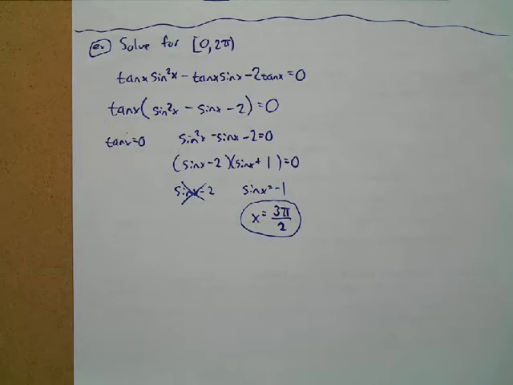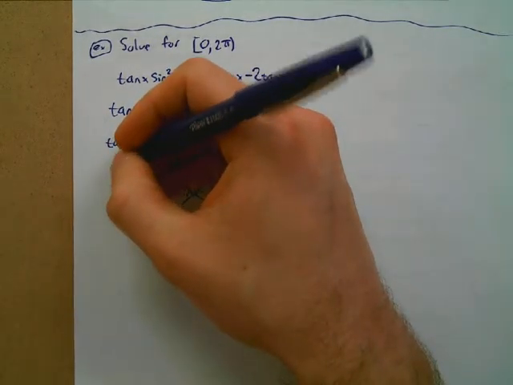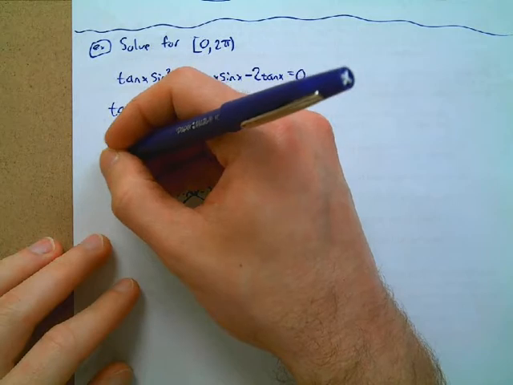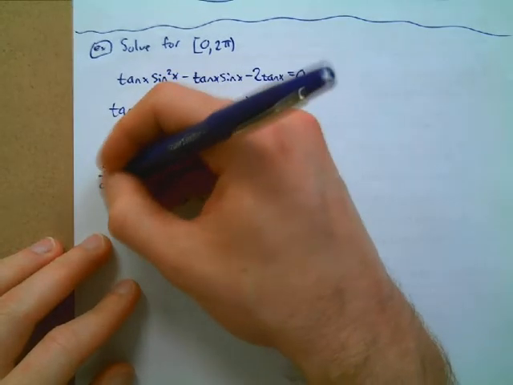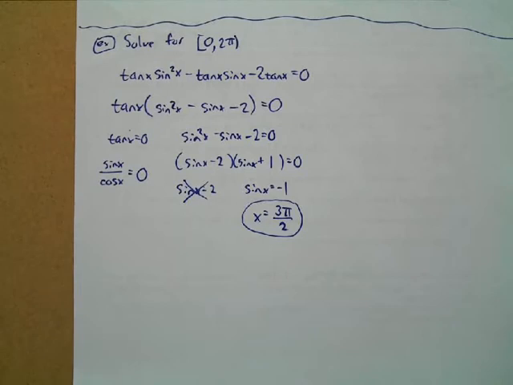Maybe I didn't emphasize this enough. Sine over cosine. Tangent is the same thing as sine of x over cosine of x. Okay? Which then, if we think about it this way, for sine x over cosine x to be 0, what's the only thing that needs to be 0? The numerator. Yeah, sine of x.